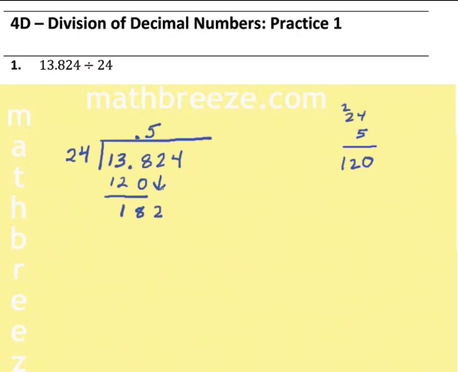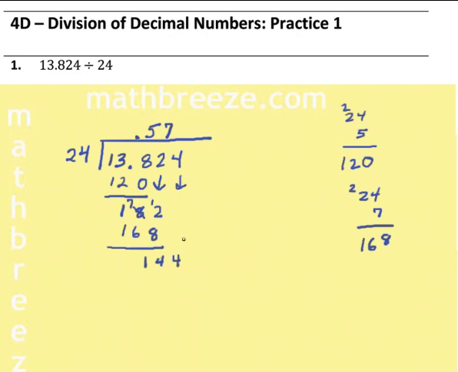All right, 24 into 182. That goes about 7 times. So now let's multiply 24 times 7. And 7 times 2 is 14 and 2. So we get 168. All right, let's put that here. And now subtract. Okay, we're going to borrow. Make that a 7. All right, now let's bring down the 4.